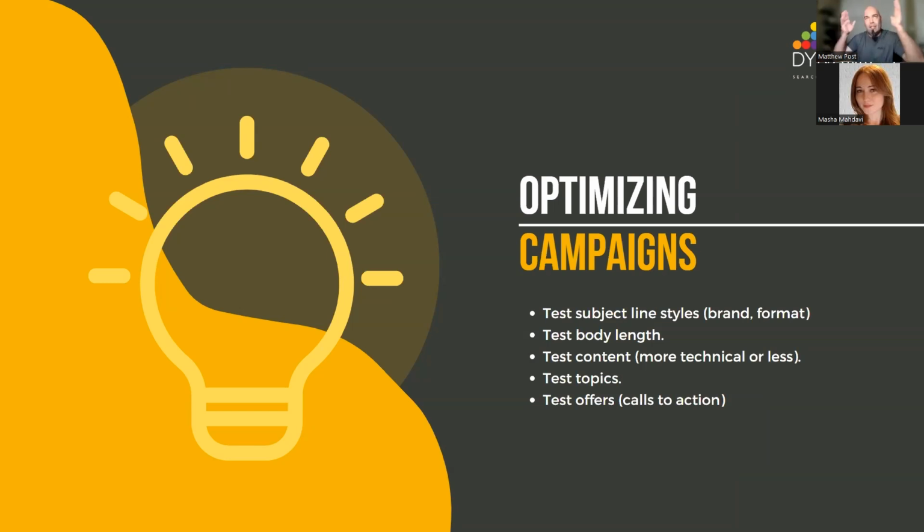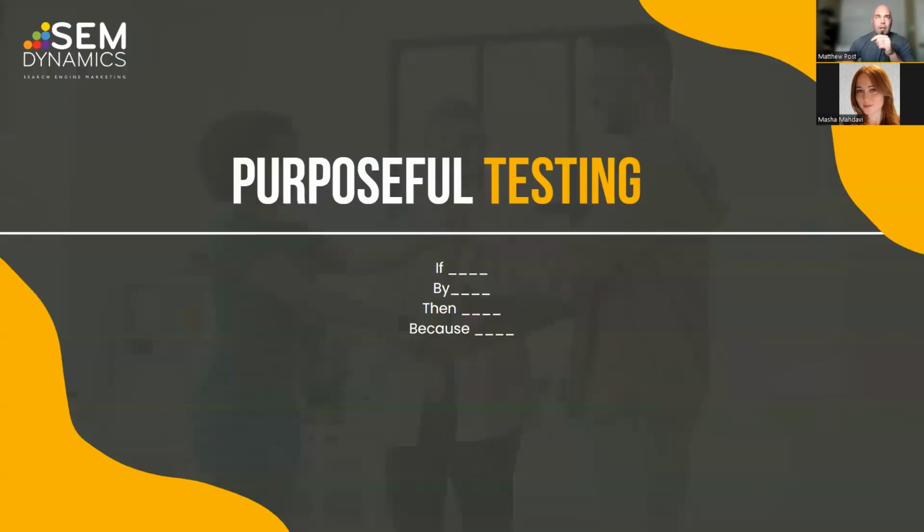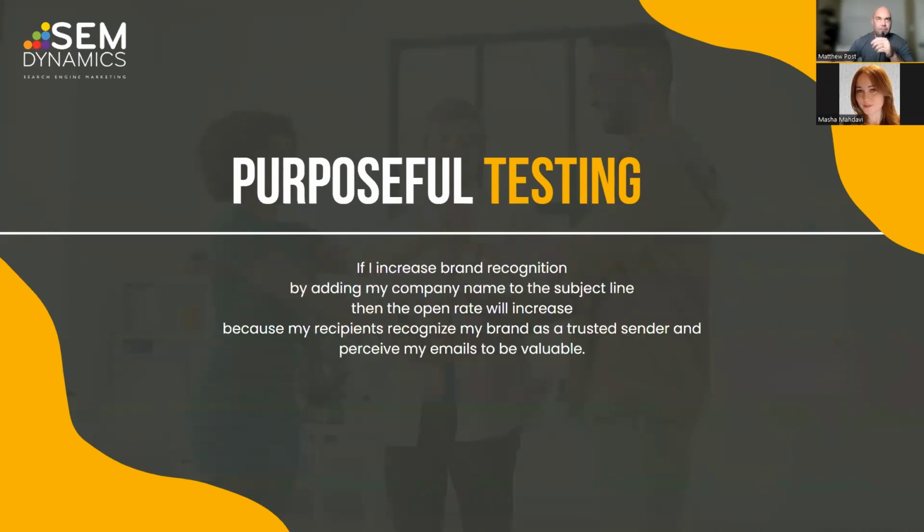I'm always telling people to dive deep, get deeper, learn about your customers. And that's what we're going to do with our testing. We're going to use a framework. It's going to create a hypothesis for each test. If, by, then, because. Let's see it in action. If I increase my brand recognition by adding my company name to the subject line, then the open rate will increase, because this is our learning. This is what we learn about our client. When we say because, my recipients recognize my brand as a trusted sender and perceive my emails to be of value.